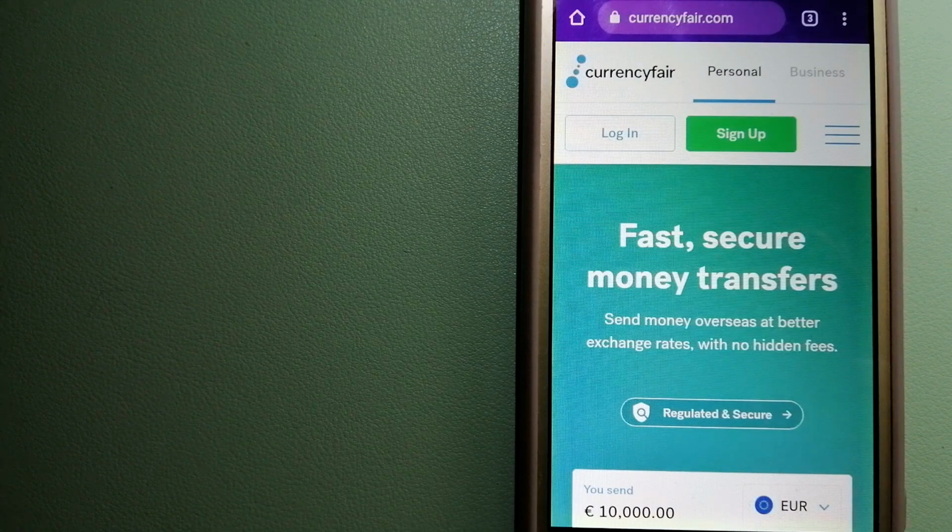Today, we are going to talk about transferring money from Vietnam to Luxembourg. We are going to talk about three ways to send money if you are in Vietnam and you want to send money to Luxembourg. Why do we have to send money overseas? There are a lot of reasons for that.